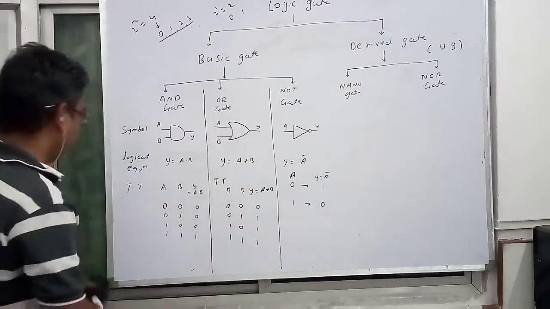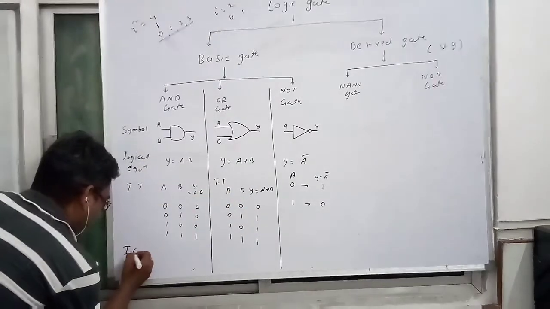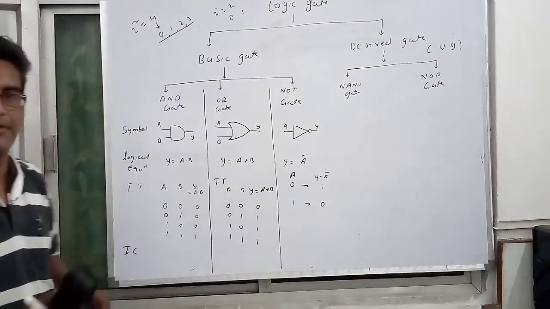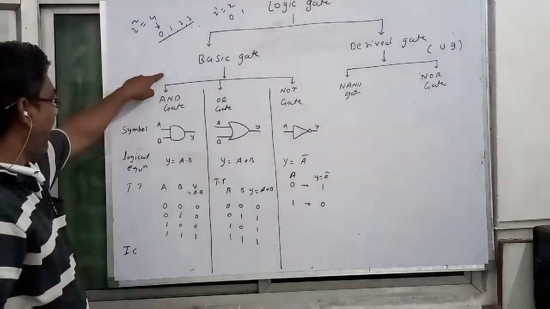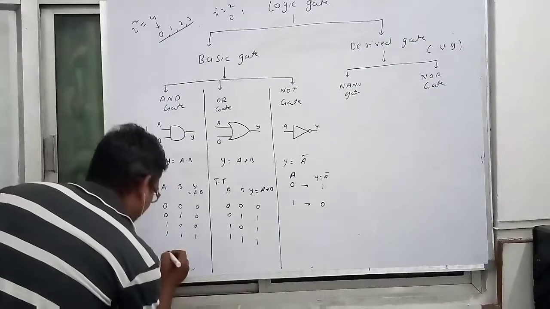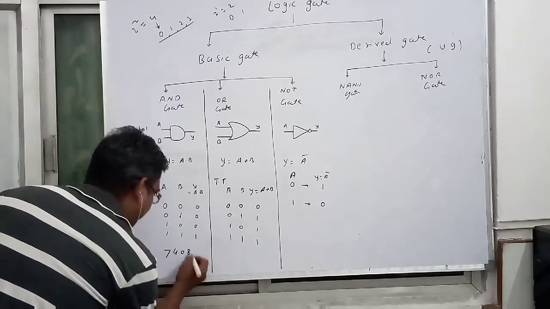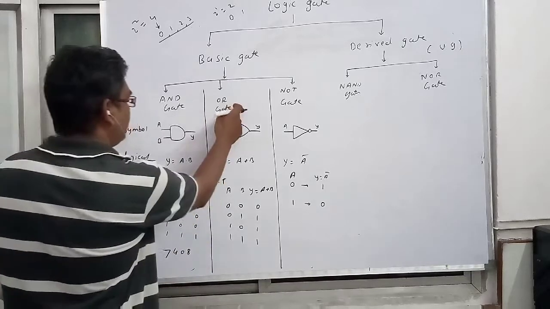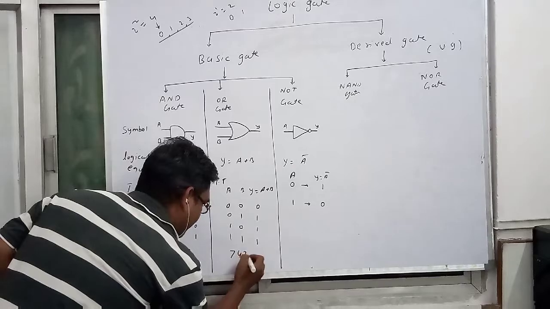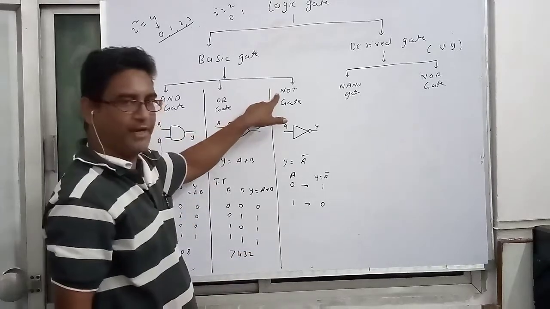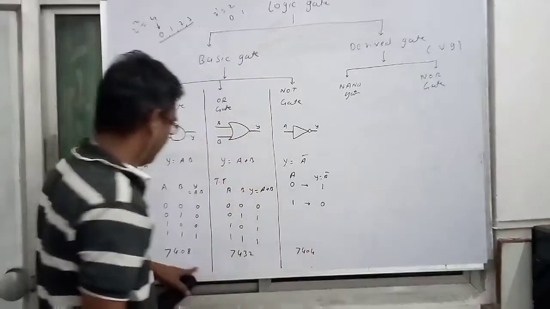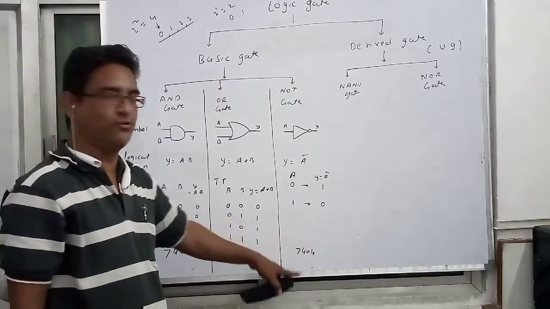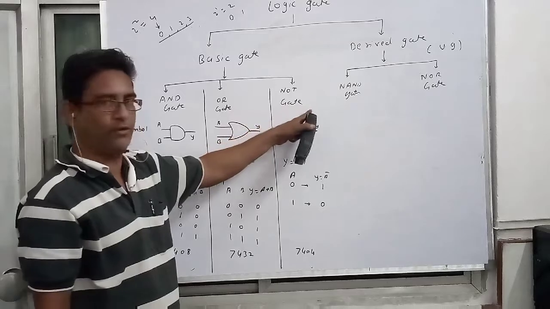Okay. Then the ICs which are used for performing all the operations in a computer or in any electronic device: the AND gate IC is the 7408. The IC used for the OR gate is 7432. The NOT gate IC is 7404. So these are the three ICs used for AND, OR and NOT.